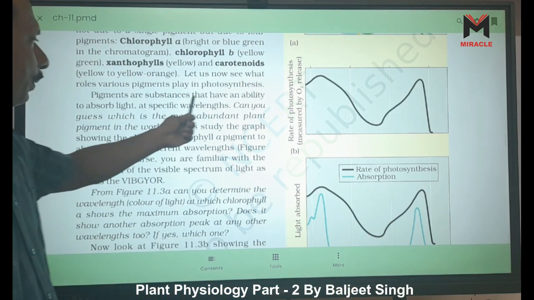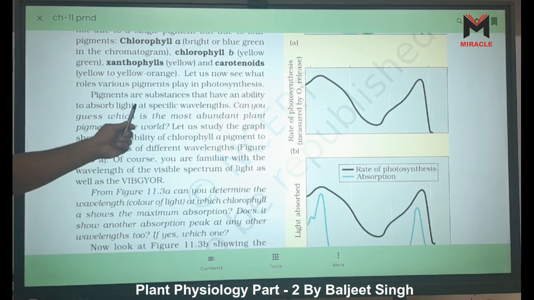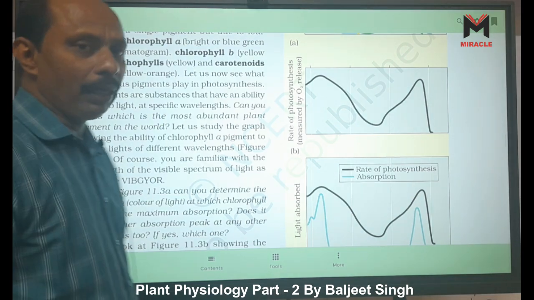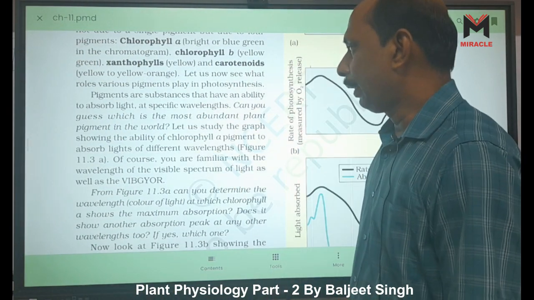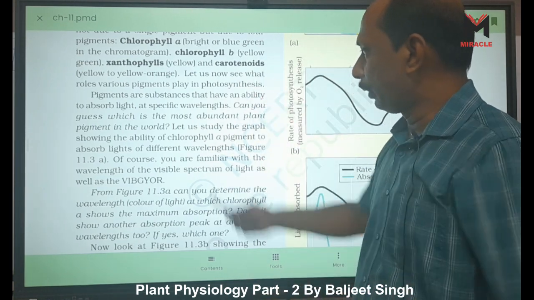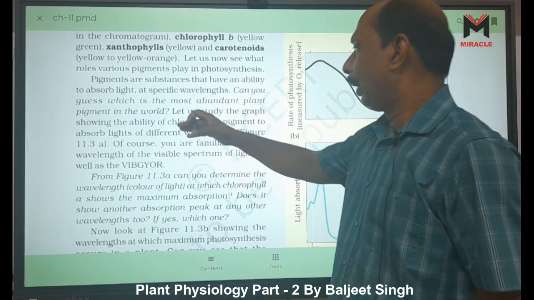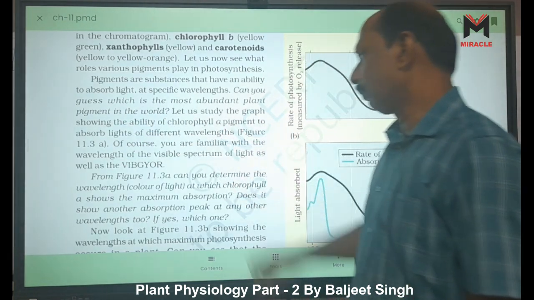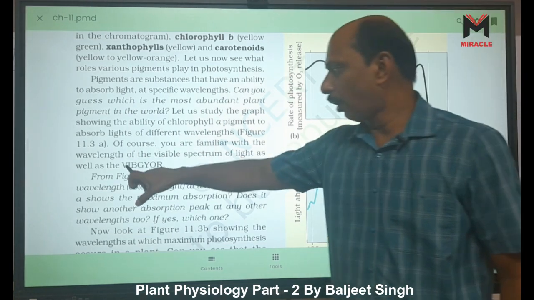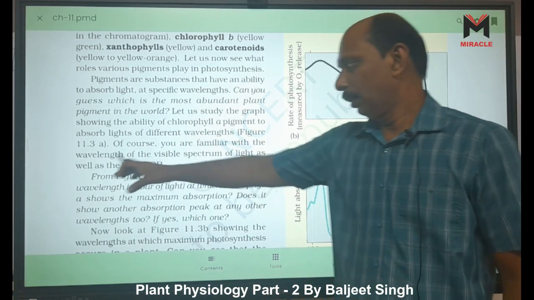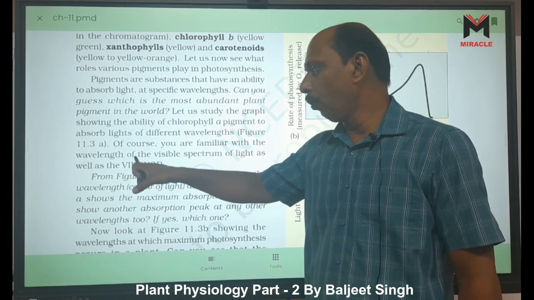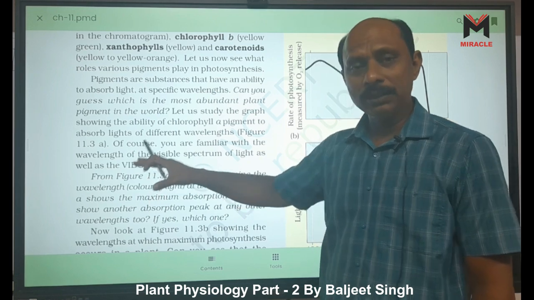So can you guess which is the most evident plant pigment in the world? The most evident plant pigment is chlorophyll A, because it is universal and it has the maximum capacity to absorb light. Let us study the graph showing the ability of chlorophyll A pigment to absorb light of different wavelengths. You are familiar with the visible spectrum, VIBGYOR: violet, indigo, blue, green, yellow, orange and red. This is the sequence, right?